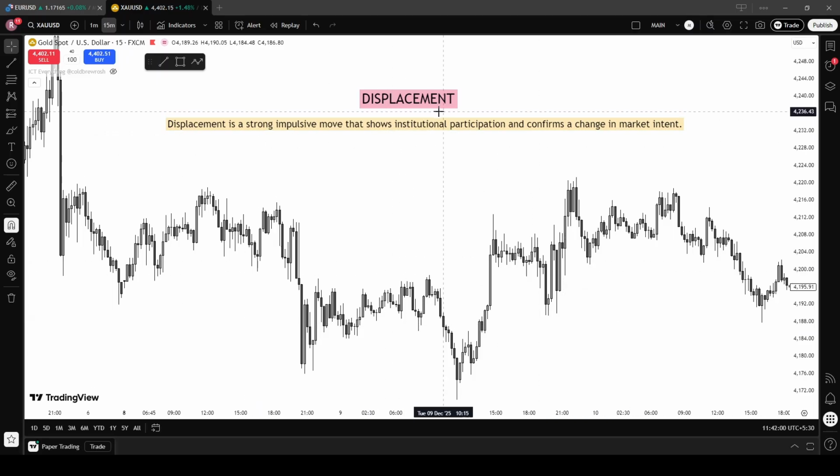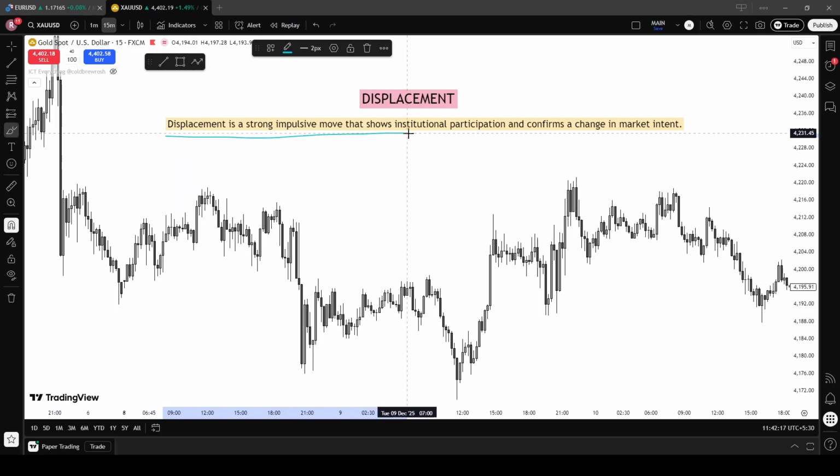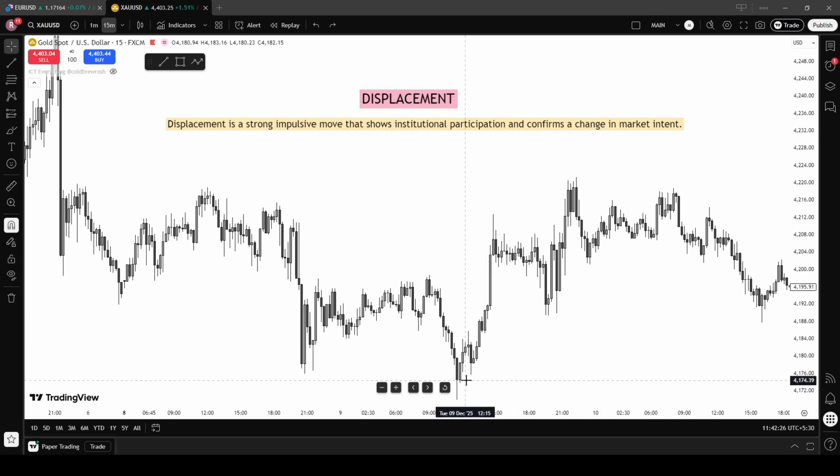I've wanted to explain this for a long time because it's the essence of all ICT entry concepts. Before jumping straight into displacement, you need a solid understanding of price action, where displacement actually makes sense and where it doesn't. Displacement is a strong, impulsive move that shows institutional participation and confirms a change in market intent. It's the moment when price moves aggressively away from a level, breaking structure with momentum and leaving imbalance behind. In this video, I'll show you how to use displacement properly, where to look for it, and why it's important for every setup and every entry scenario.